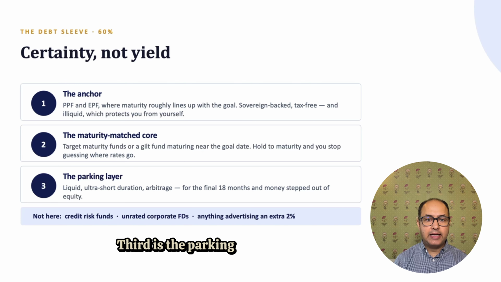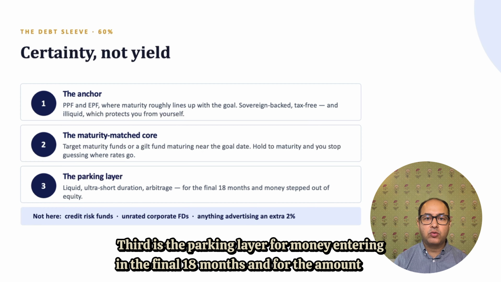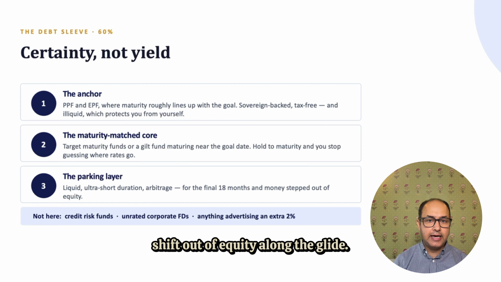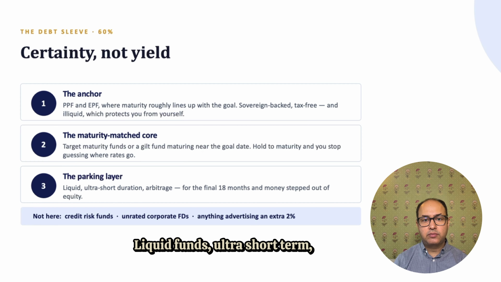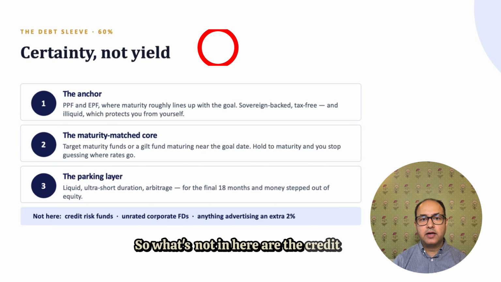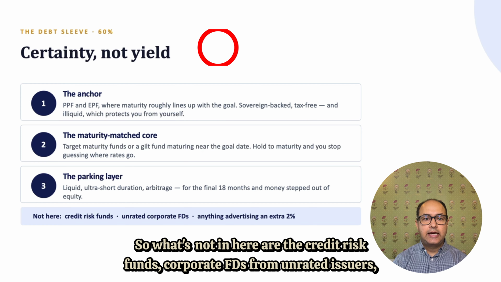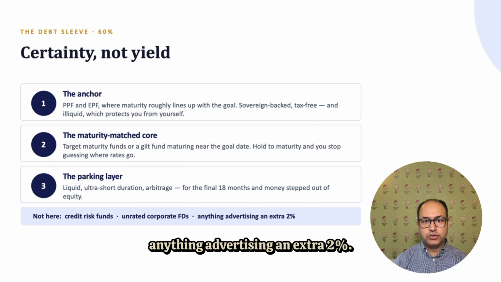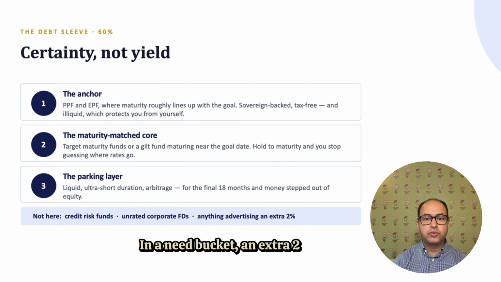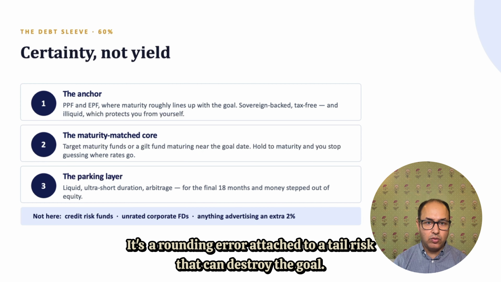Third is the parking layer for money entering in the final 18 months and for the amount you shift out of equity along the glide. Liquid funds, ultra short term duration funds, arbitrage funds, these are more suitable. So what's not in here are the credit risk funds, corporate FDs from unrated issuers, anything advertising an extra 2%. In a need bucket, an extra 2% is not a reward. It's a rounding error attached to a tail risk that can destroy the goal.